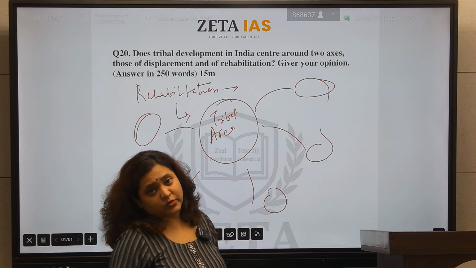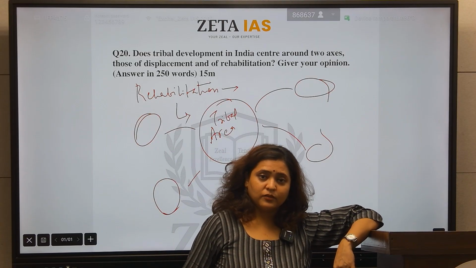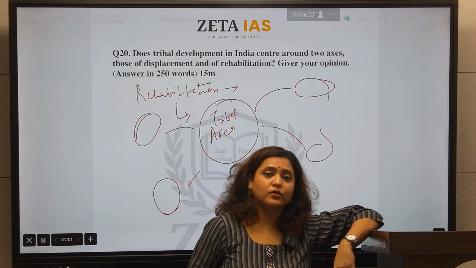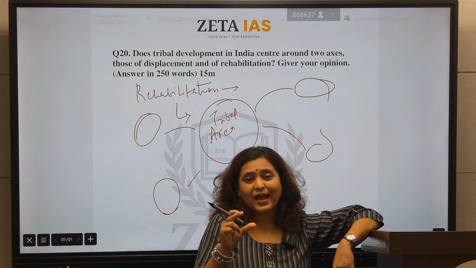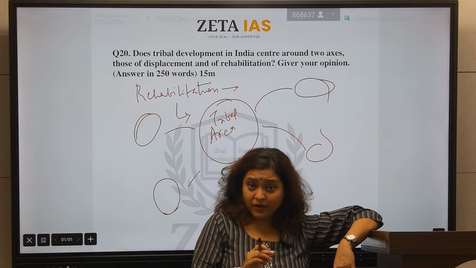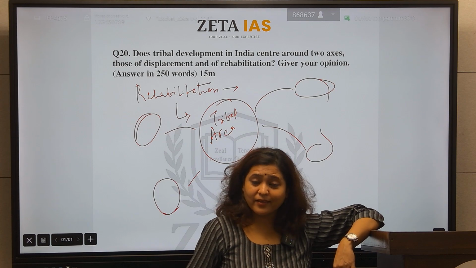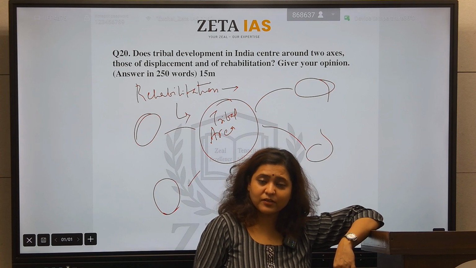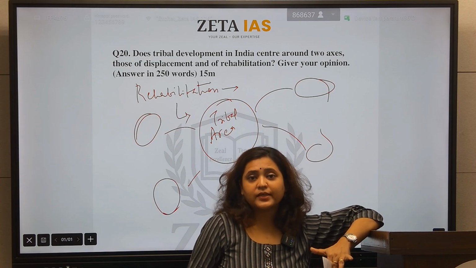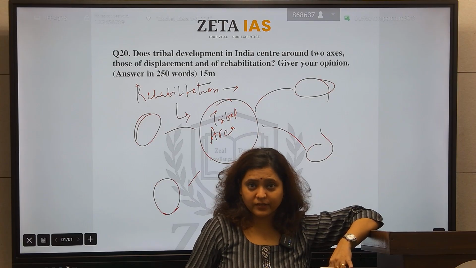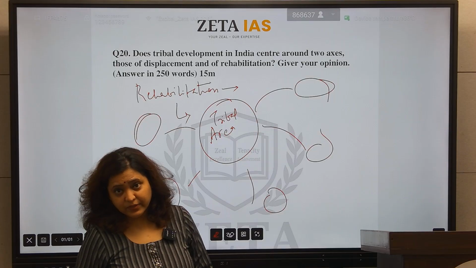The second problem with rehabilitation is that in many cases the compensation amount given to these tribal people is adequate for a rural area, but the price of land in urban areas is too high. So again they feel discriminated, and they feel that they are not properly resettled and properly rehabilitated. So these are the two main problems with rehabilitation.